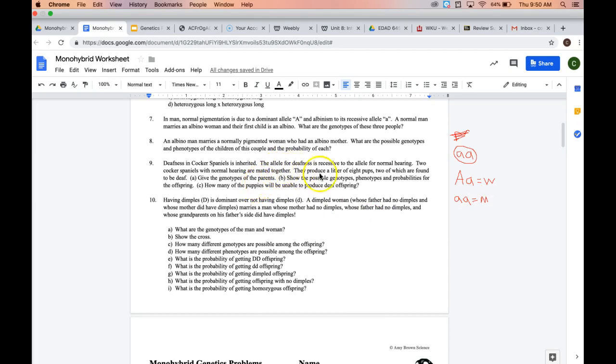And then it's asking what are the possible genotypes and phenotypes of the children of this couple. So we have big A, little a, little a, little a. So again, you can see, I'll go ahead and finish this one out for you.